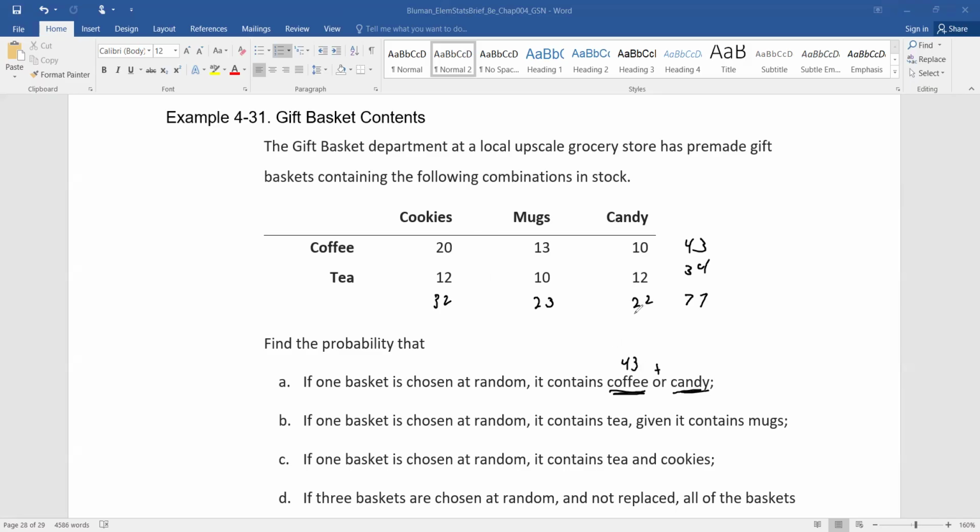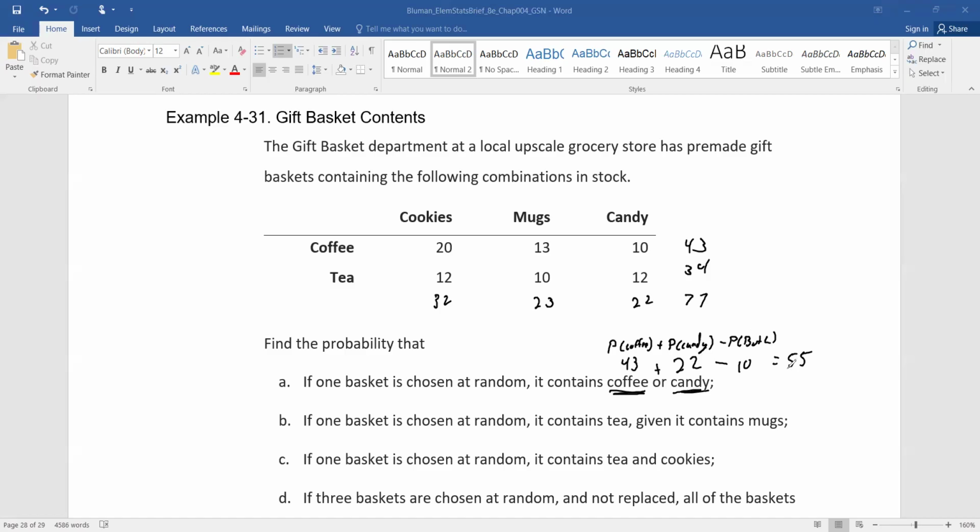Or candy, that is 22. But now remember, we need to also subtract that if they're coffee and candy. So this is the probability of coffee plus the probability of candy minus the probability of both. So I'm going to subtract, let's see, coffee and candy was 10. So 43 plus 22 minus 10 comes out to 55.